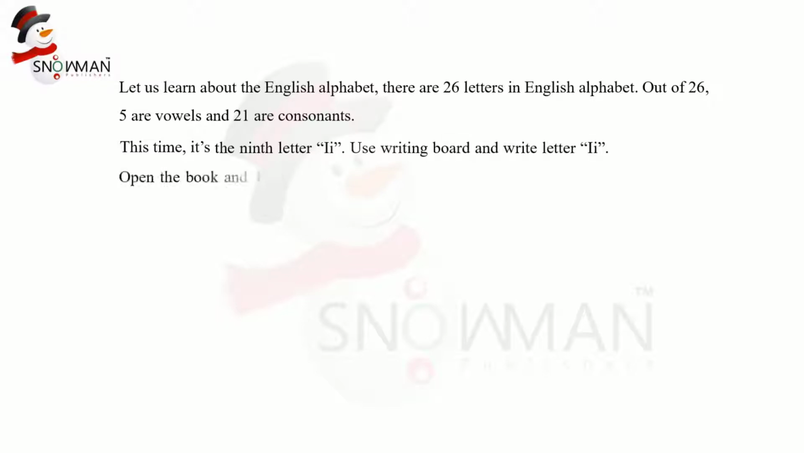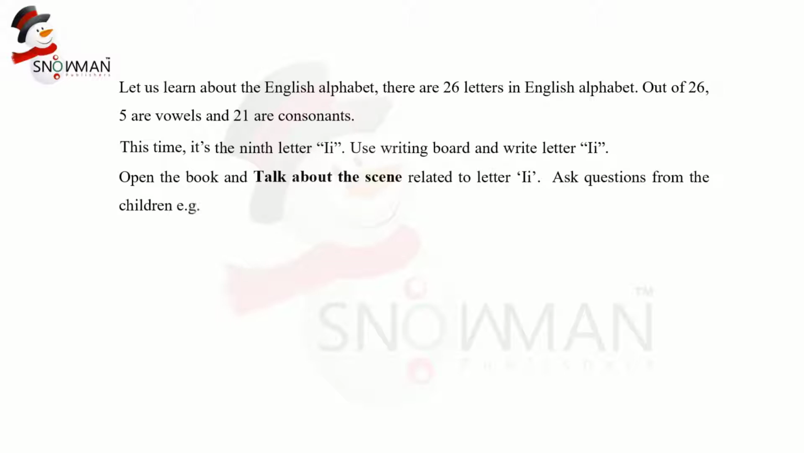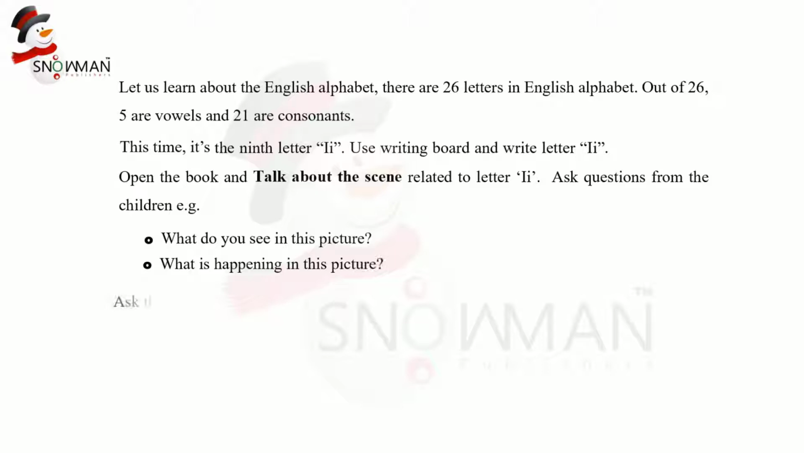Open the book and talk about the scene related to letter I. Ask questions from the children, for example: What do you see in this picture? What is happening in this picture? Ask them to identify the objects that start with the sound /i/.